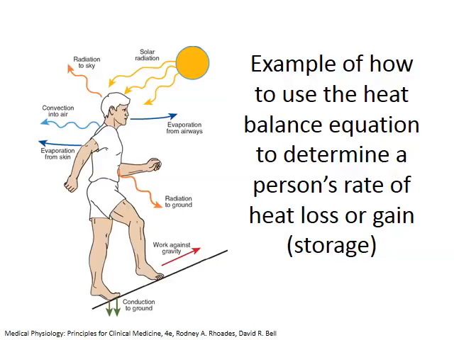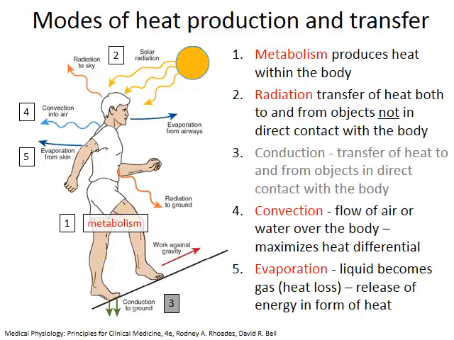In this module, we will examine how to use the heat balance equation to calculate a person's rate of heat loss or gain, or in other words, their rate of heat storage. There are 5 major modes of heat production and transfer into and out of the human body. There's metabolism, radiation, conduction, convection, and evaporation. Because conduction is a relatively minor component of heat transfer, we're going to ignore it for the purposes of the example that we're going to go through today.